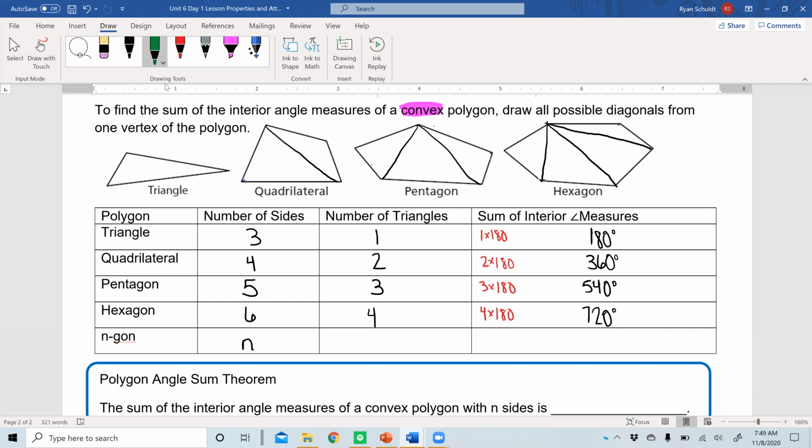How did I get from 3 to 1? I subtracted 2. What about 4 to 2? Subtracted 2. 5 to 3? Minus 2. 6 to 4? Minus 2. Oh, so if I stick a minus 2 here, what would that get me for number of triangles? n minus 2.